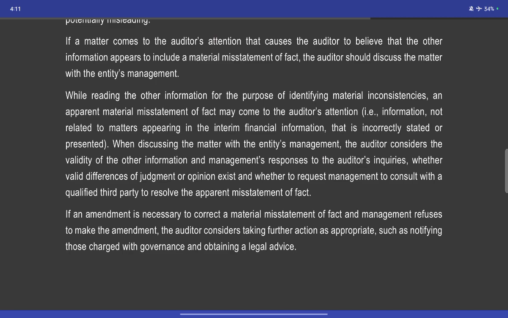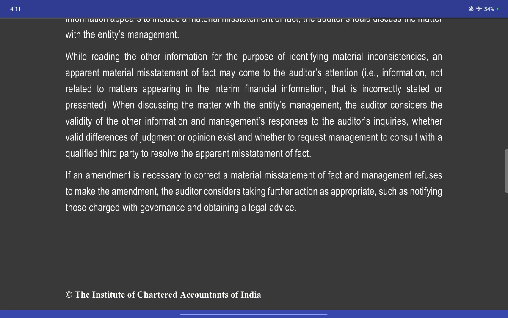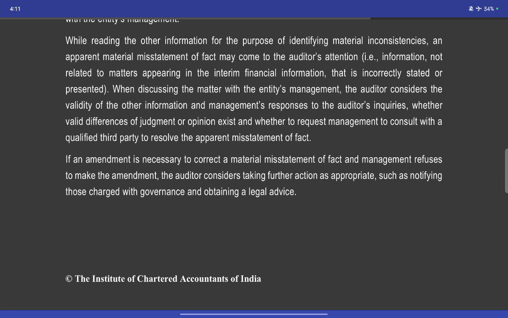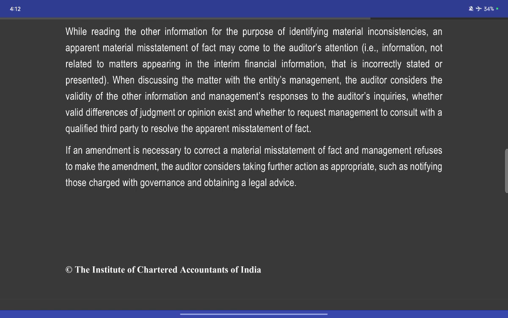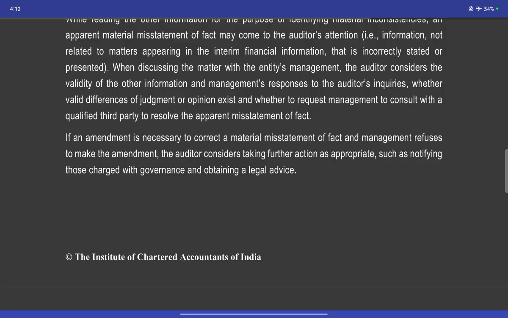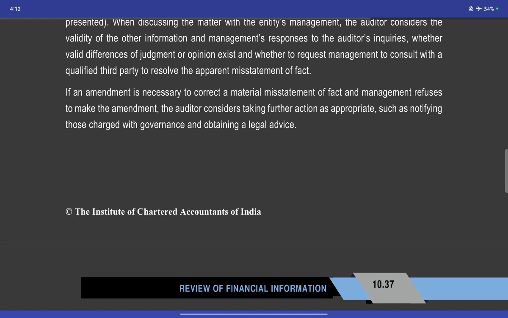If a matter comes to the auditor's attention that causes the auditor to believe that other information appears to include a material misstatement of fact, the auditor should discuss the matter with the entity's management. While reading the other information for the purpose of identifying material inconsistencies, an apparent material misstatement of fact may come to the auditor's attention, that is, information not related to matters appearing in the interim financial information that is incorrectly stated or presented. When discussing the matter with management, the auditor considers the validity of the other information and management's responses to the auditor's inquiries, whether valid differences of judgment or opinion exist, and whether to request management to consult with a qualified third party to resolve the apparent misstatement of fact.